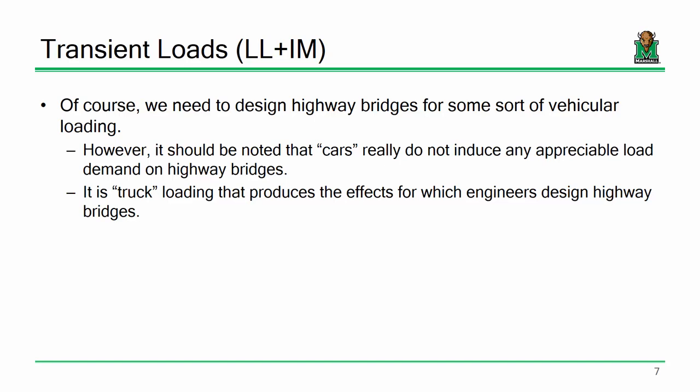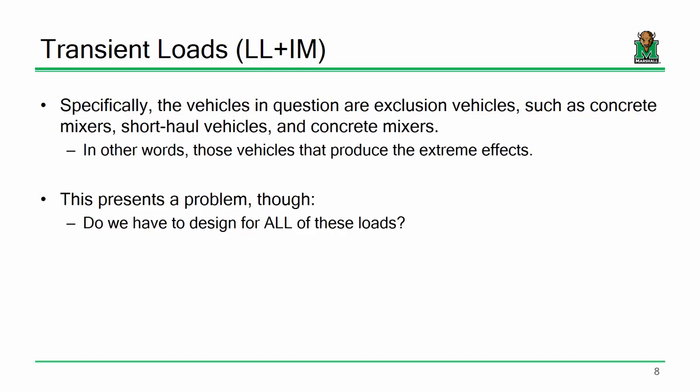When you design a highway bridge for its structural capacity, you get the cars for free. Bridges don't even notice your Honda Civic or your Hyundai Elantra or your Toyota Tacoma. They don't even notice those loads. Those are feathers compared to the loads that really matter. Okay? What I mean by the loads that really matter are trucks, truck loading. That's what really matters. Okay? Does that make sense? Cars don't really matter in the world of structural design of bridges. They're just not heavy enough.